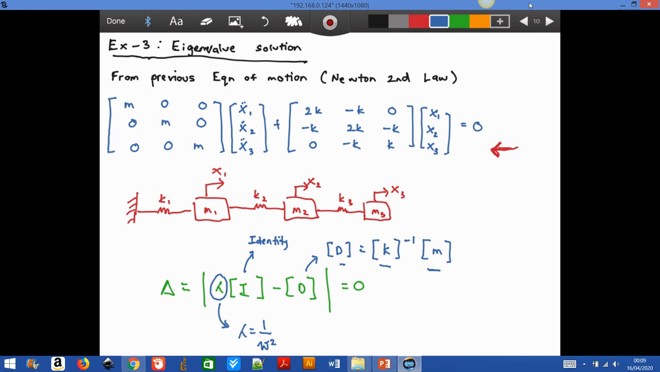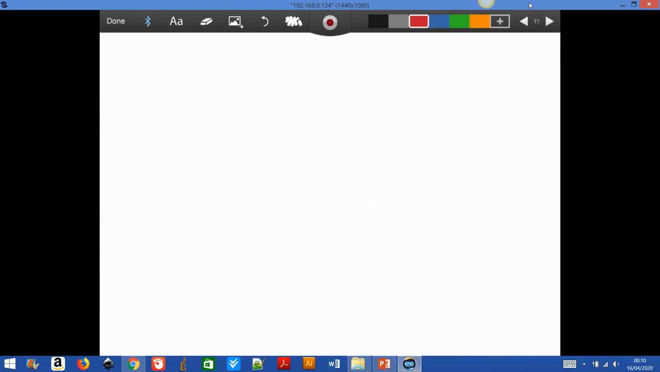From here we know that this is the mass matrix, and this is our K matrix. In order to use the eigenvalue solution, first we need to determine the dynamical matrix, which is matrix K inverse multiplied by matrix M. From this equation of motion, we already know M. What we need to determine now is the matrix K inverse. So the first step is to identify the dynamical matrix, which is K inverse multiplied by matrix M.